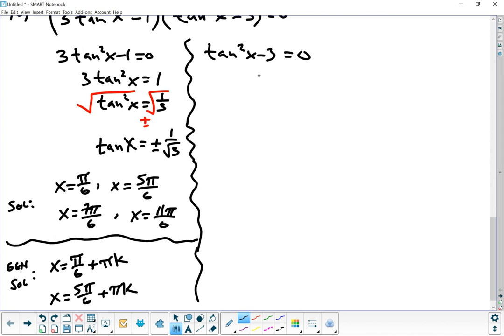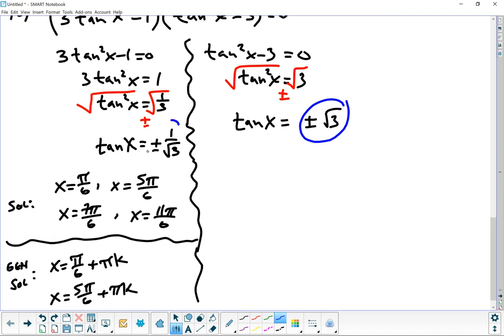Now tangent squared x minus 3. You're going to go ahead and add 3. So you will get tangent squared x equals 3. Square root both sides. You square root, you get plus or minus. Right? And you will end up with tangent x equals positive or negative radical 3. And notice that that is exactly the reciprocal of our other one. Right? So I kind of know where this is going to head.